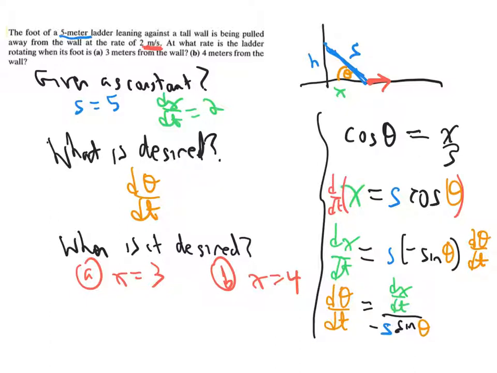My management of the page has not been particularly great, so we'd actually have to go to a different page just to see what comes out, but it's pretty easy from here on out. So we have, to remind you, d theta/dt is dx/dt over, I have a minus sign which I'm going to put out front, s sine theta.